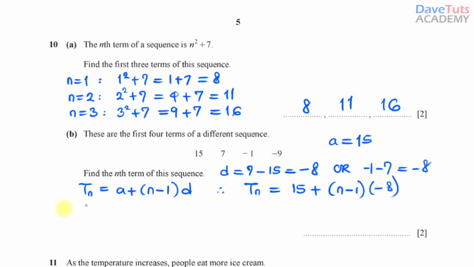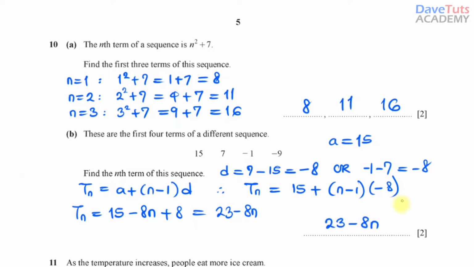If we open that bracket, we have Tn is 15, n multiplied by minus 8 will be minus 8n, minus 1 multiplied by minus 8 will be plus 8. So this will be 15 plus 8 is 23, then we have minus 8n. So that's going to be our final answer.